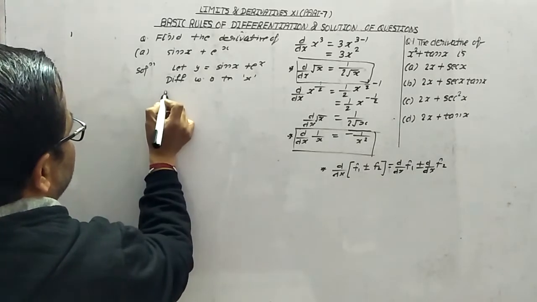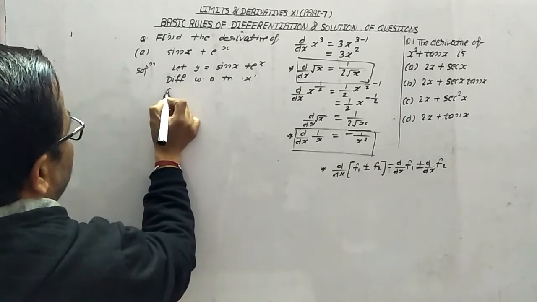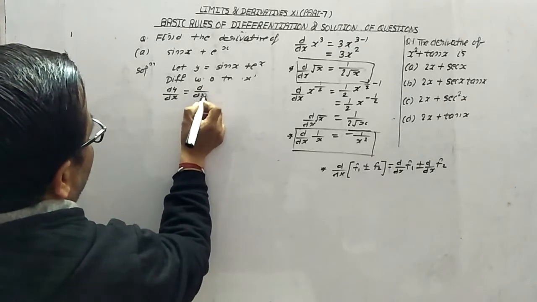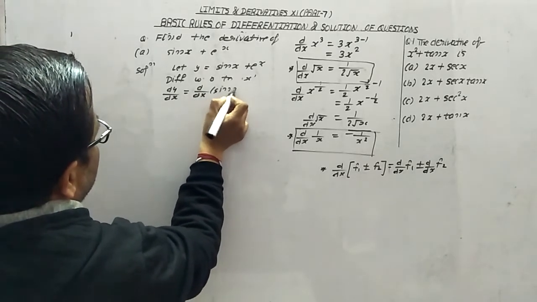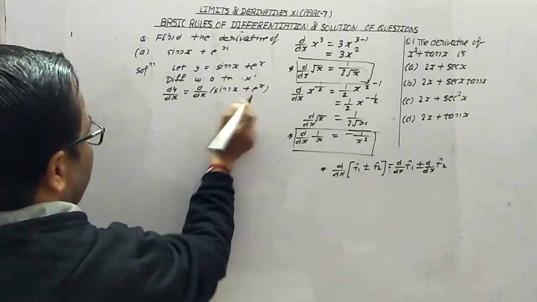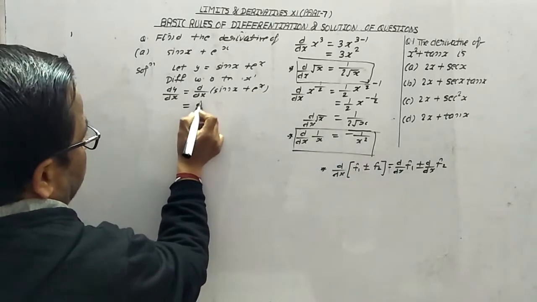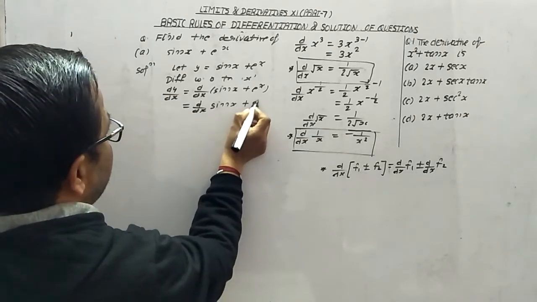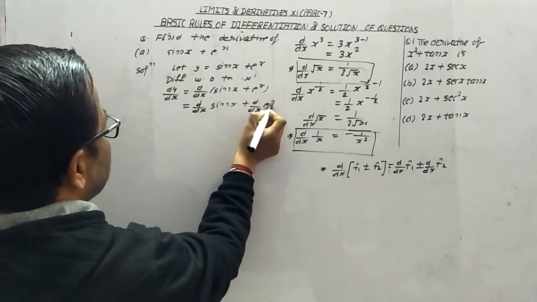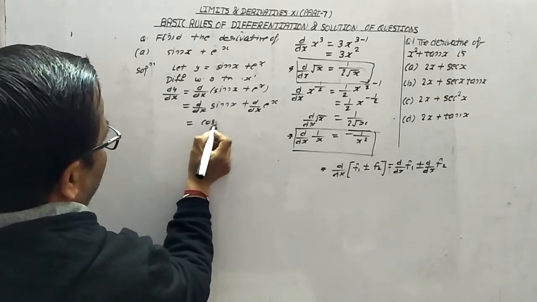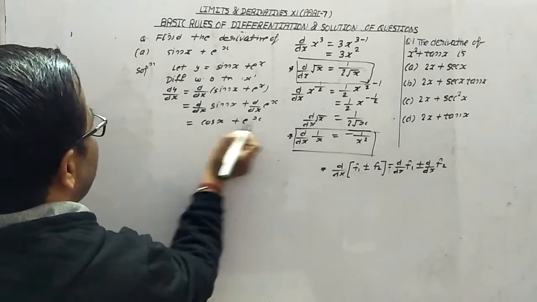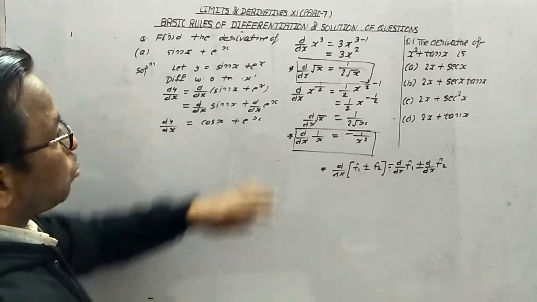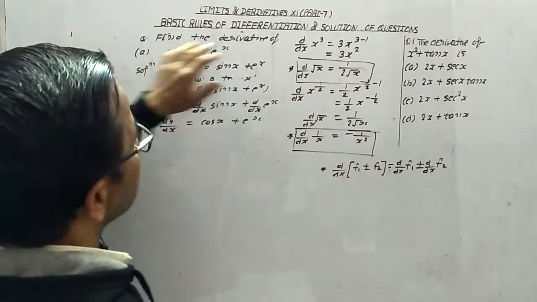It means what this become, dy by dx is equals to d by dx of sin x plus e raised to power x. Now according to this rule, what this become, d by dx of sin x plus d by dx of e raised to power x. What is the differentiation of sin x? Cos x plus e raised to power x. It means this is the answer for this part. So this is the way to find out the derivative.